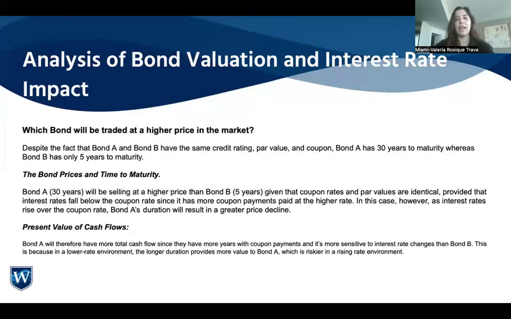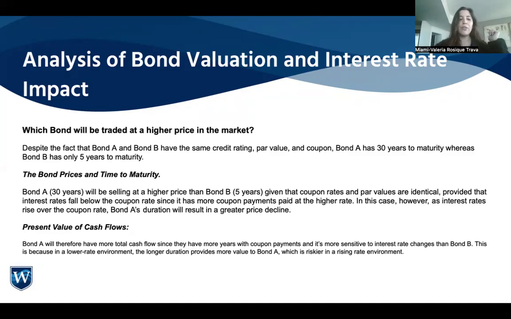So here we have a case that we have to solve. Which bond here will be traded at a higher price in the market? Both bonds, A and B, have the same credit rating, par value, and coupon rate, but bond A has 30 years to maturity, while bond B has only 5 years to maturity. So here, bond prices and time to maturity are given, with identical coupon rates and par values. Bond A, the one of 30 years, will trade at a higher price than bond B, which matures in 5 years.